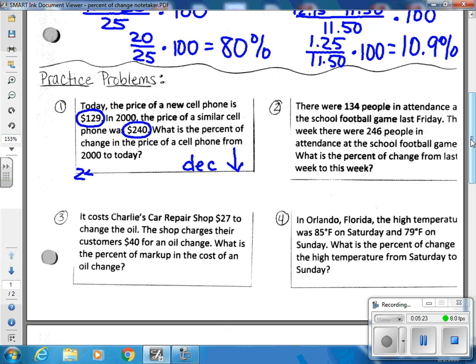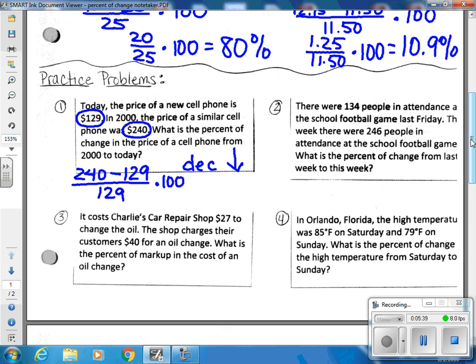Big number is 240 minus little number, which is 129. And then you want to divide by the original number. The original number in this word problem was $240. Okay, and then we have to remember to multiply by 100. Don't ever forget that last part.